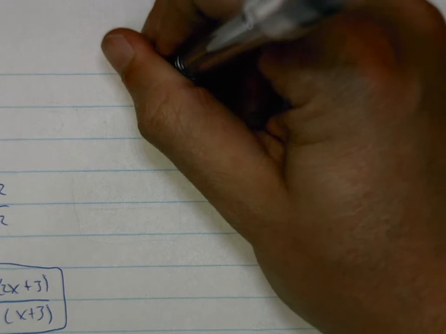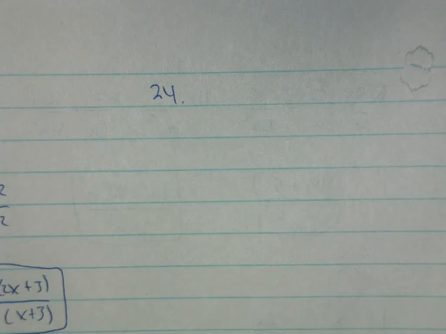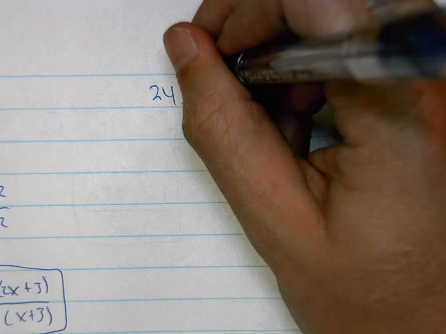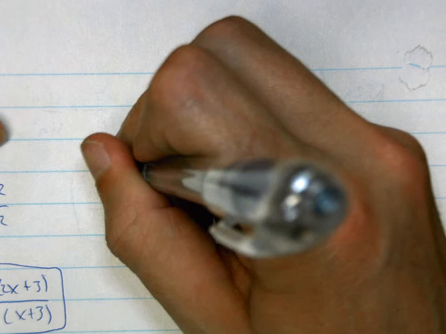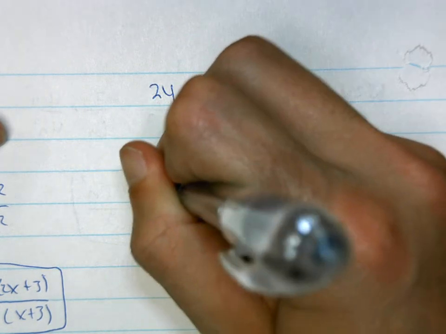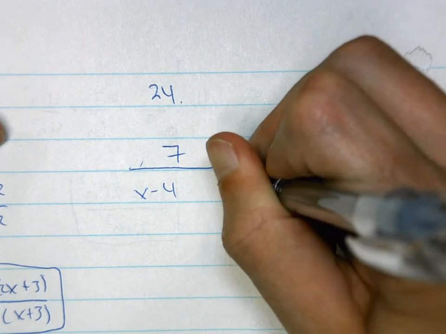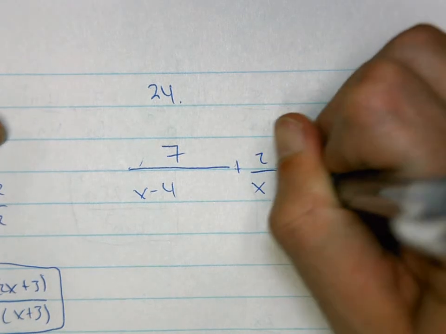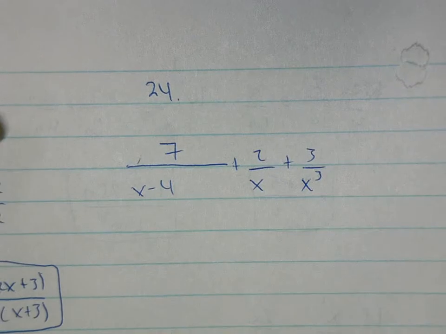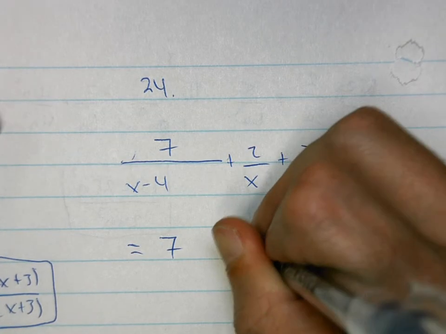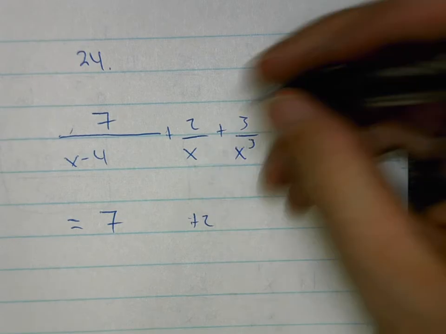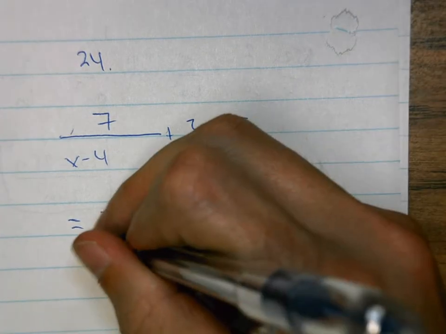24. Alright, so for 24, this is the one with all the boxes. So we got 7 over x minus 4 plus 2 over x plus 3 over x cubed. And then it says equals 7 with a blank space, and then plus 2 with a blank space, and then plus 3 with a blank space, all over a big blank space.